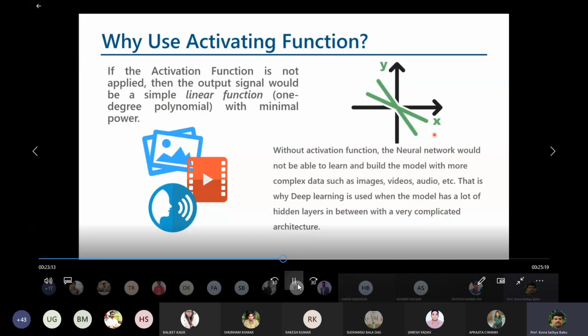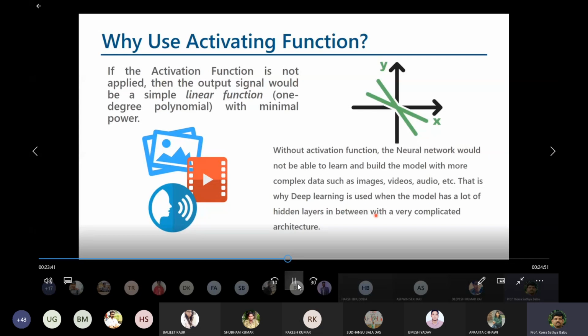If the activation function is not applied, then the output signal would be a simpler one, x to y only. So directly it is like a simple linear function, a 1 degree polynomial with minimal power only. Without an activation function, the neural network would not be able to learn and build a model with more complex data such as images, videos, audios, etc.